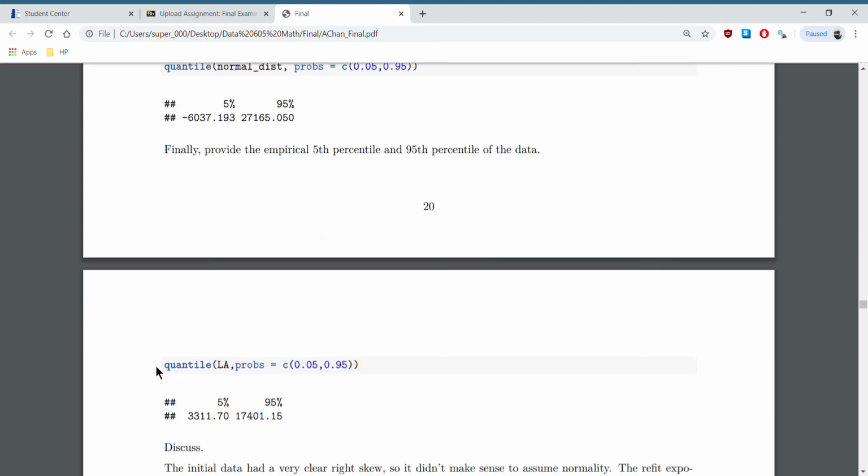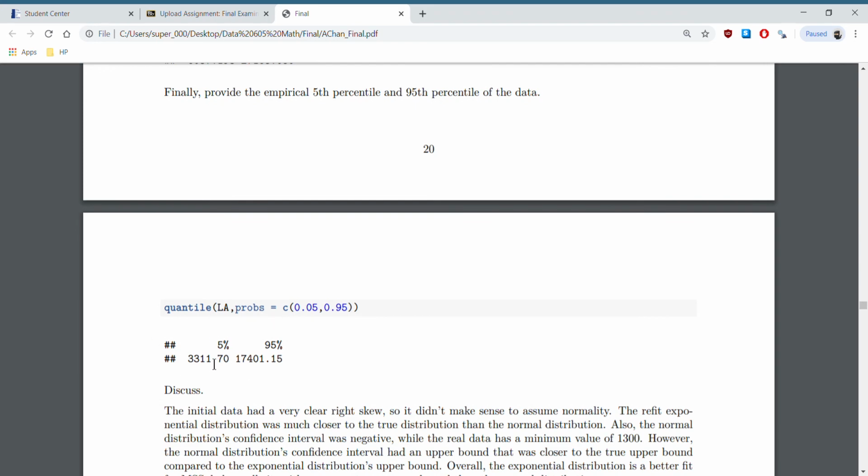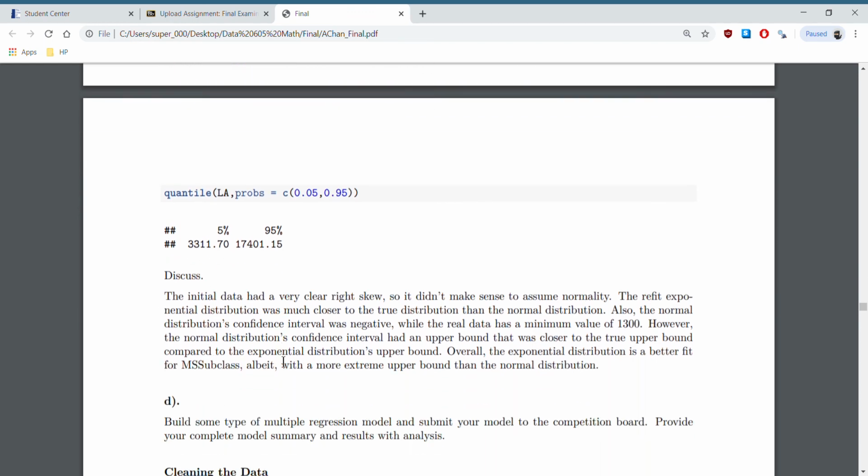And then I looked at the actual data itself, and it looks like the confidence interval is 3,300 to 17,400. So the initial data had a very clear right skew, so it didn't make sense to assume normality with it. The refit exponential distribution was much closer to the true distribution than the normal. And since the normal was negative, that didn't really make sense when the minimum value is actually 1,300. But the normal's confidence interval had an upper bound that was closer to the true upper bound compared to the exponential distribution. But overall, the exponential distribution was a better fit.